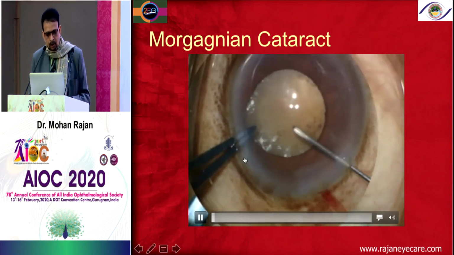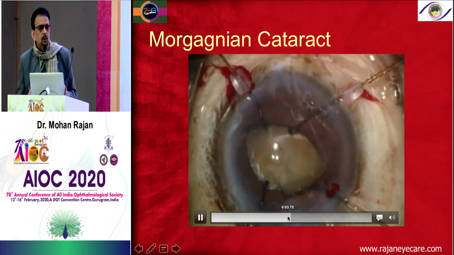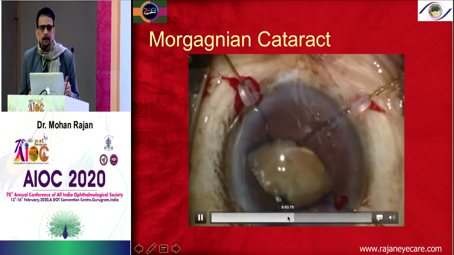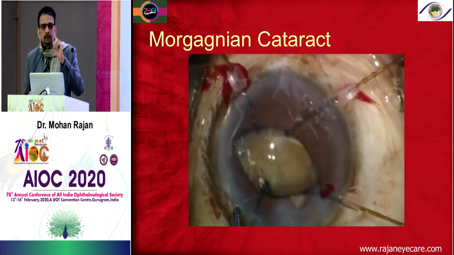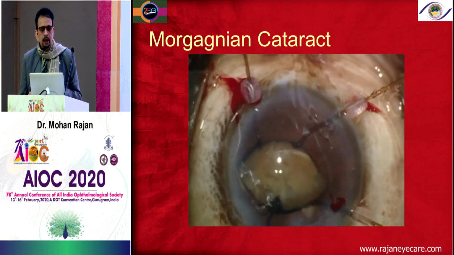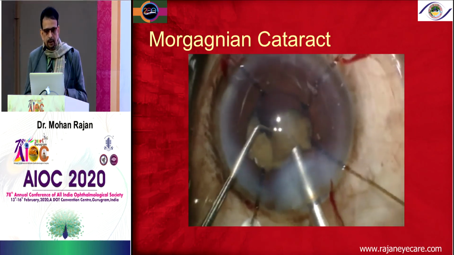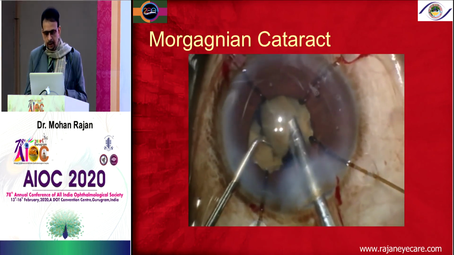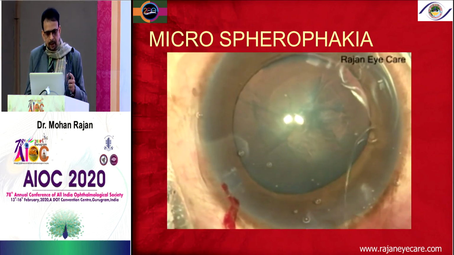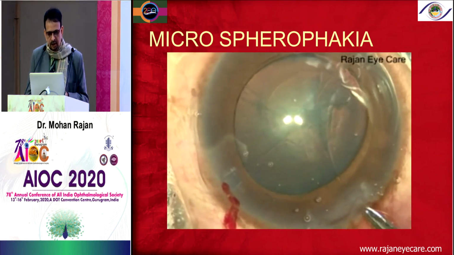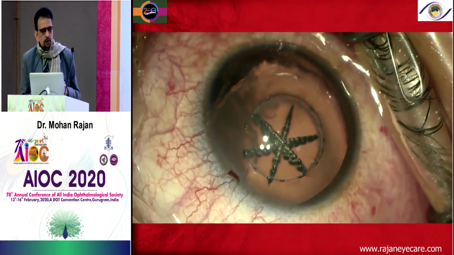Just to show you a Morgagnian cataract, wherein these are the capsular hooks. The capsular hooks rest on the equator and don't produce any tear on the rhexis margin, whereas the iris hooks rest on the iris and can produce the problem of a tear on the rhexis margin as well. Just to show you the microspherophakia, and I'll just take 30 more seconds, Chitra, and I'll skip this video just to show this traumatic cataract.